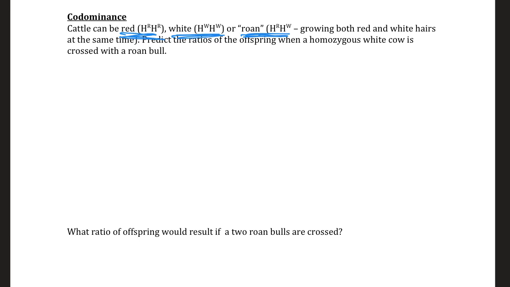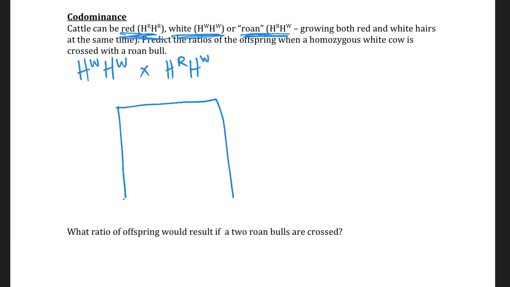So homozygous white cow, let's write down the cross here. A homozygous white cow is crossed with a roan bull. A roan bull is a hybrid, so HRHW. That's our cross. It says predict the ratios of the offspring. Well, you have to do a Punnett Square. Again, it doesn't matter which parent you start with at the top. Just choose one, and the other one goes down the left side.